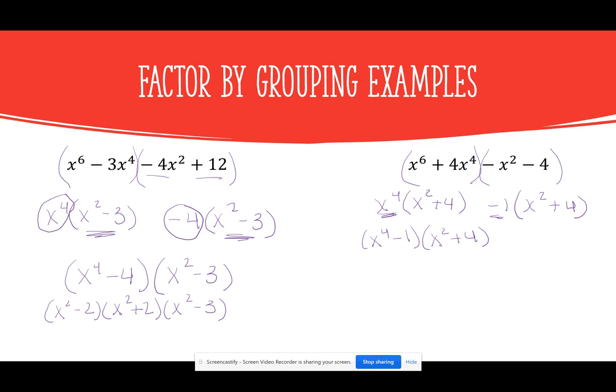Well, x to the 4th minus 1 is the difference of two squares. So we have x squared minus 1, x squared plus 1. Then x squared plus 4. Well, now again, x squared minus 1 is the difference of two squares. So we have x minus 1, x plus 1, x squared plus 1, and x squared plus 4. So sometimes you have to keep on factoring for a really long time.